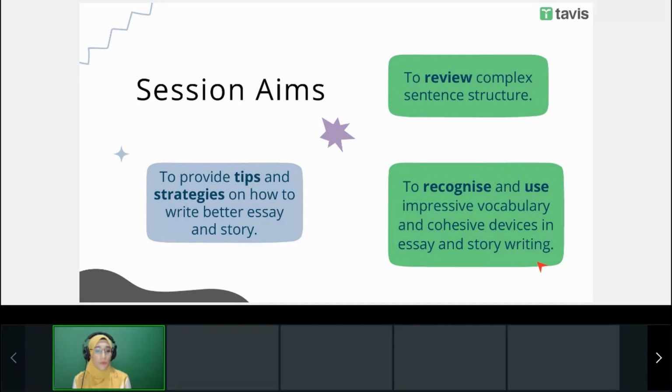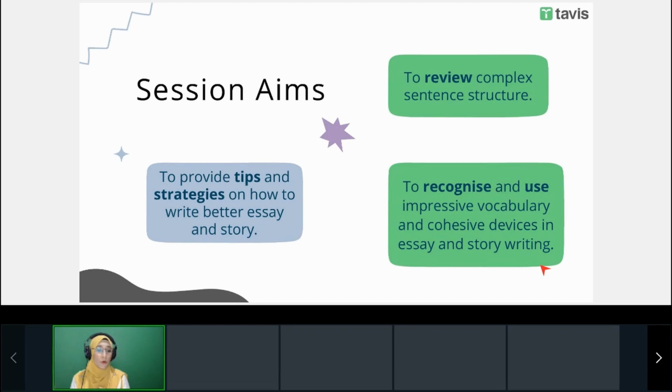And we are also going to recognize and use impressive vocabulary and cohesive devices in your essay and story writing. Now, I'm sure that most of you will say, teacher, I don't like writing. I know a lot of you do not like writing, or maybe some of you like to write very simple sentences. It's okay. At least you are using your vocabulary, and at least there is a mark for you.